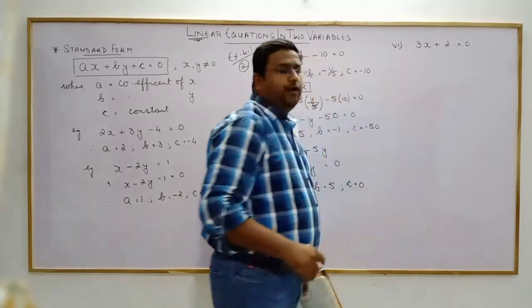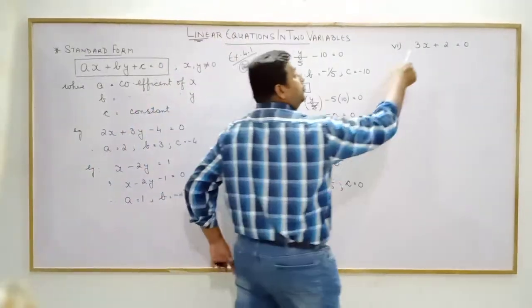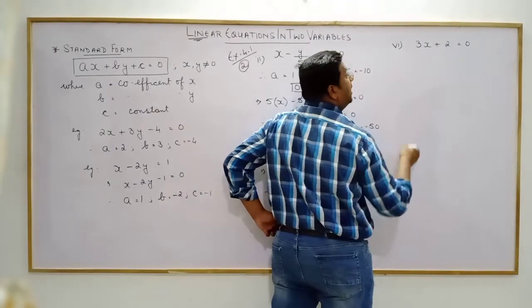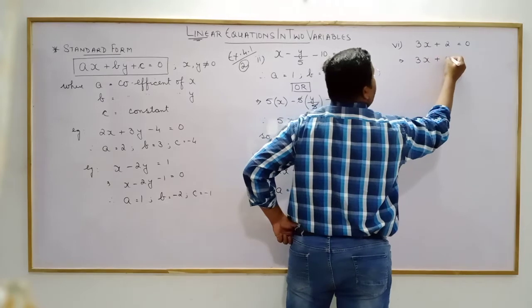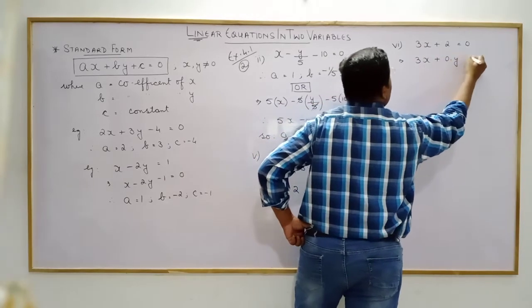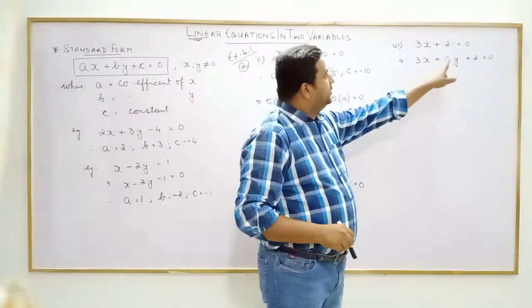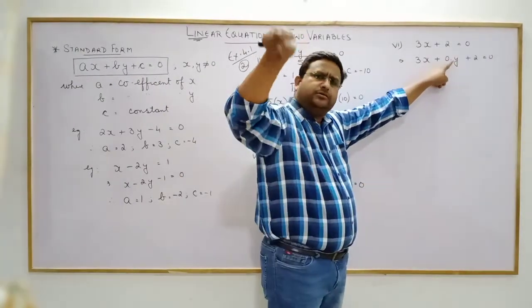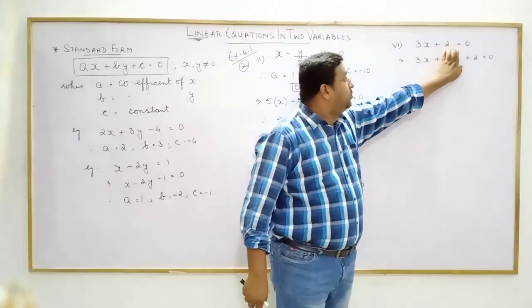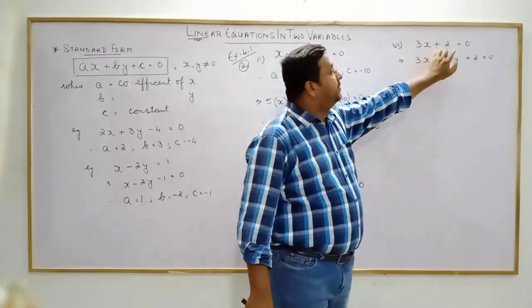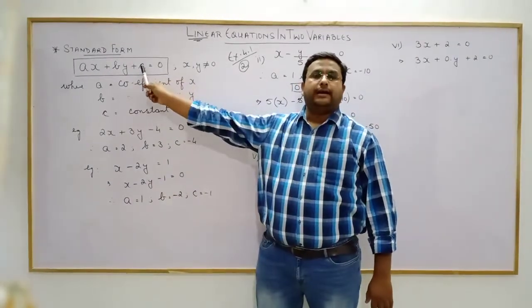Is it in the standard form? Sir, it is in one variable. It is not in two variables. You need to convert it into two variables. And how? 3x plus, can I write it as 0 into y plus 2 equals to 0? 0 into anything is what? 0. So this term we write or we don't write, it makes no difference. But to convert this one variable into two variables, we had to convert it into standard form.